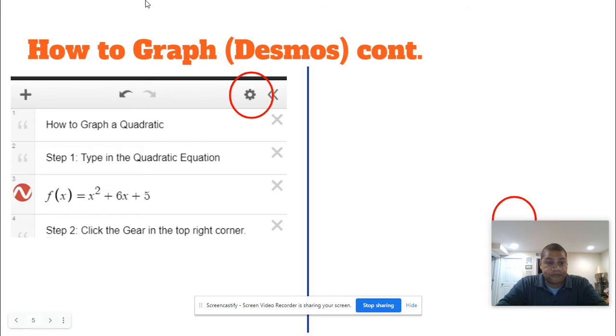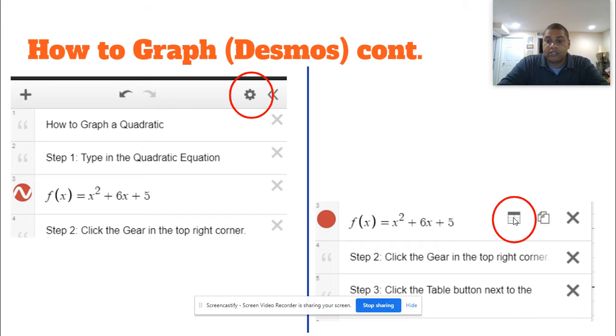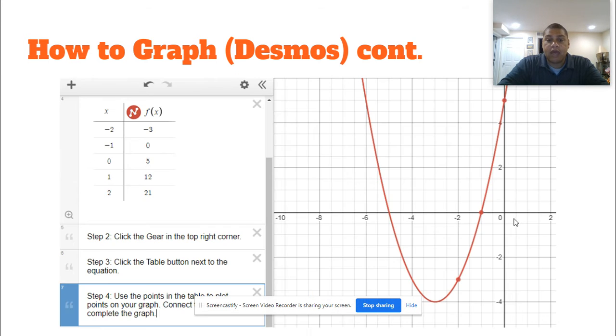Once it's typed in, you're going to click on this little gear here at the top right-hand corner, okay? And then once you do that, you'll see this little table button pop up and you want to click on that next, okay? And then what that does is it turns your function into a table, right? And so now it gives you the points for -2, -1, 0, 1, and 2, and then the y coordinates that go along with that.